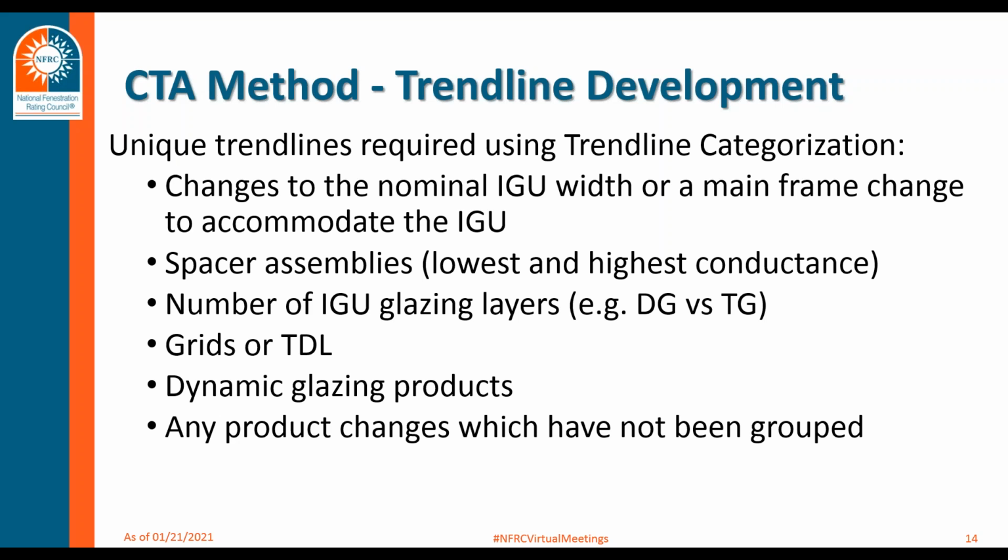The number of glazing layers, dual glaze versus triple glaze options, will require separate trend lines. Additionally, products with secondary sash or panel, energy panel, or storm panel fall into separate trend lines. Grids, true divided lights are broken out into separate trend lines from the non-grid options. Dynamic glazed products are broken out into separate trend lines from standard glazing options. And finally, any product change which has not been initially grouped will require a separate trend line. So not typical on commercial fenestration, but an example could be reinforcement or foam filling product options will require separate trend lines if not priorly grouped.